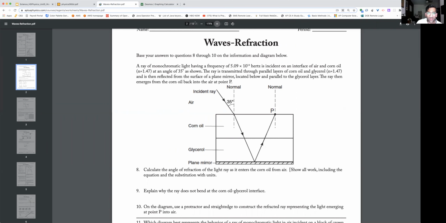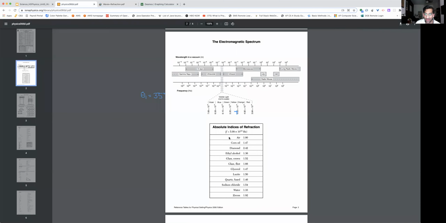And so here's what I meant by the normal. We make the normal perpendicular to the edge of the surface between the air and the corn oil. So I've got a right angle here, that's 90 degrees, and that invisible or dotted line is my normal. And I can see that they've already measured for me. We know that the angle made by the incident ray of light and the normal is 35 degrees. So I can call that theta 1, 35 degrees. And then if I want to double check, my index of refraction for air is 1.00.